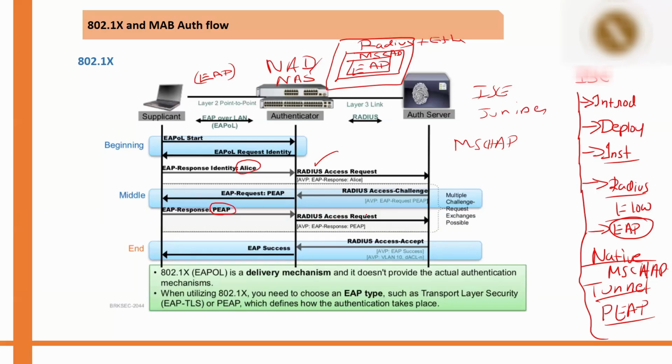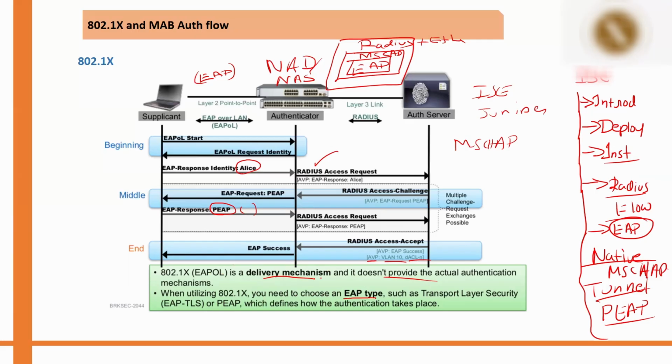So RADIUS access request. Here it will carry the credentials. And once that is done, RADIUS access accept. So this is the authorization phase, where you are getting the VLAN and the DACLs and all. So 802.1X is a delivery mechanism, and it does not provide the actual authentication mechanism. When utilizing 802.1X, you need to choose an EAP type. Okay, this is what we are talking about.